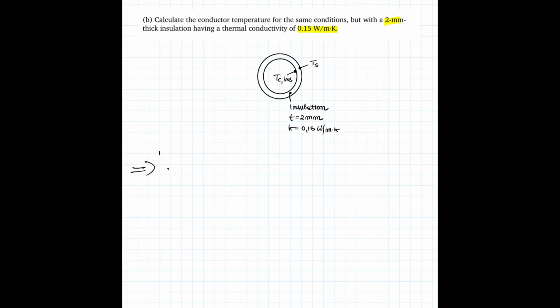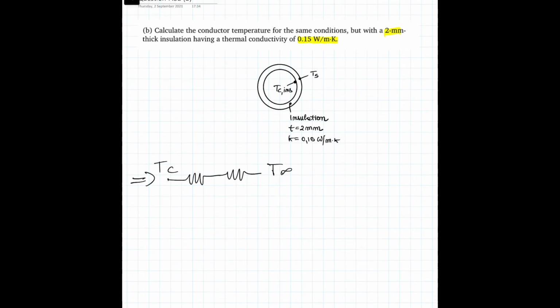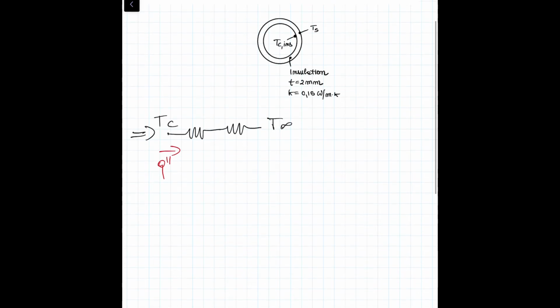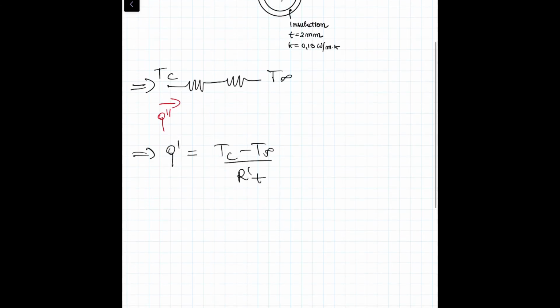Indeed, we're going to have T of the conductor plus a resistance due to convection exerted by the insulation layer. Then we're going to have the same convection resistance, and finally we're going to reach the air temperature. Of course, the heat flux is going to go this way. As you can imagine now, the expression for the heat flux remains the same, because it's going to be Tc minus T infinite over RT.